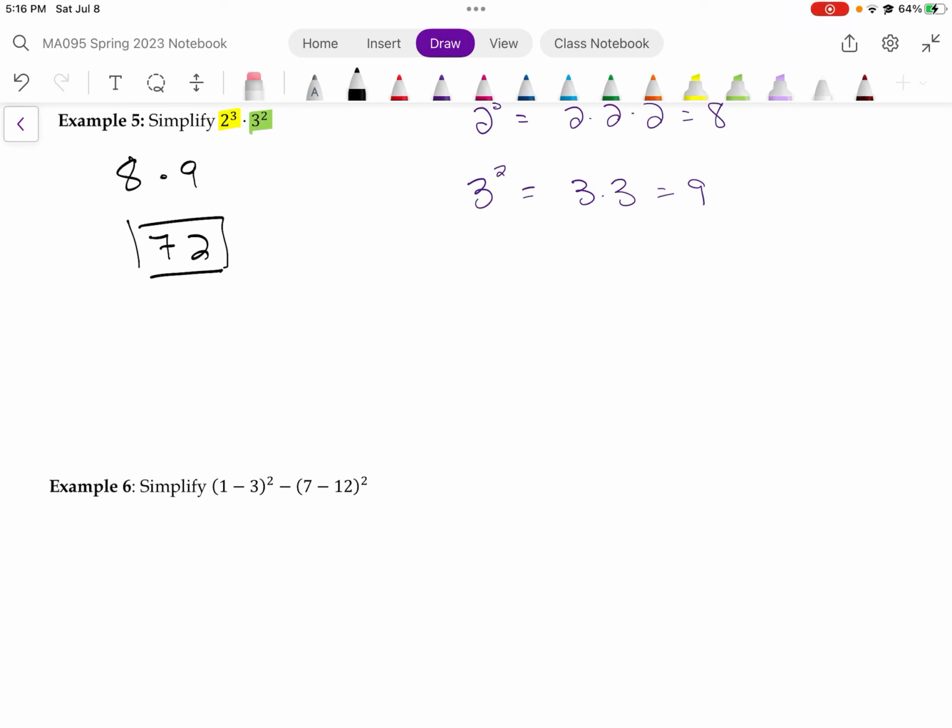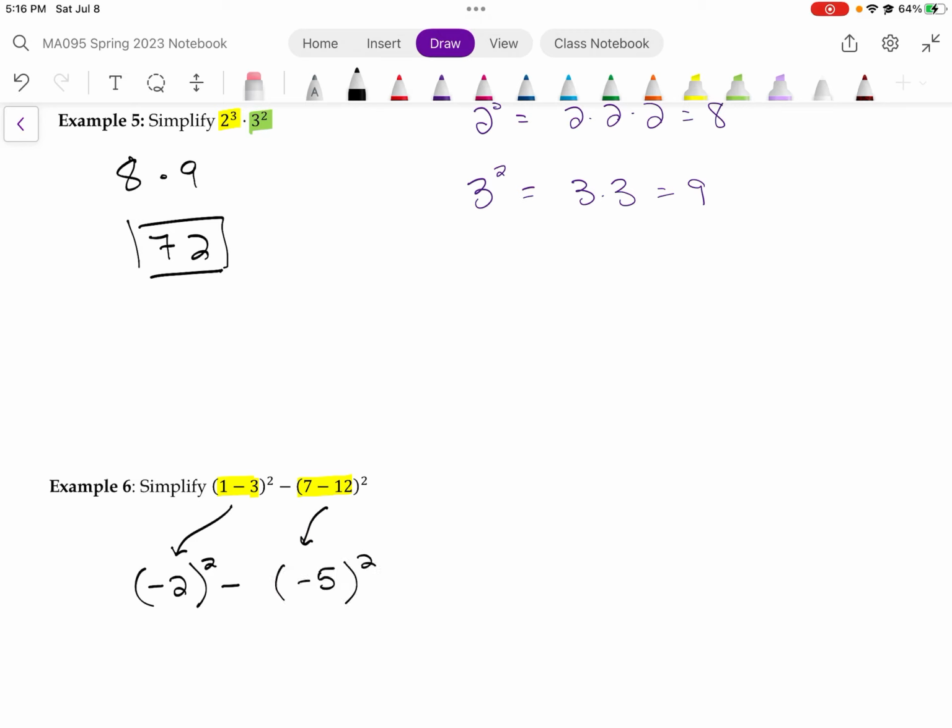Okay, hopefully you gave that a try. This one does have parentheses, so that is the first thing we have to do. We have to simplify the 1 minus 3 and then the 7 minus 12. All right, so 1 minus 3, this portion right here, is negative 2. Now don't get in a hurry here because you'll make mistakes. There's lots of places to make little mistakes. 7 minus 12 is negative 5, and that is squared.